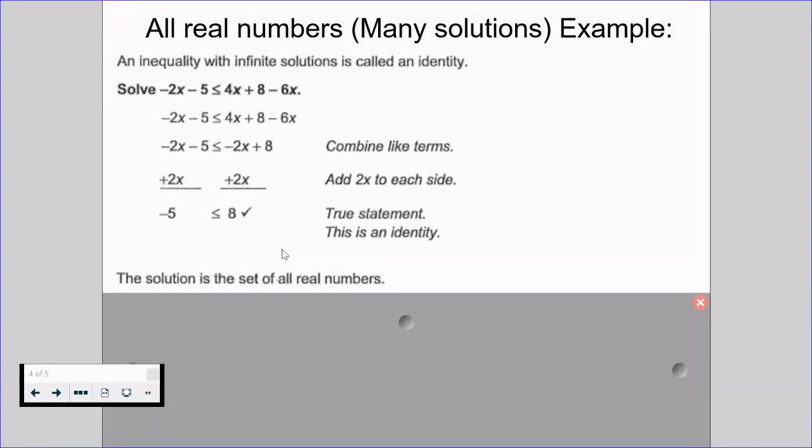But the main difference between an equation and an inequality is with an inequality, we are comparing those two numbers. We're saying, hey, is negative 5 less than 8 or less than or equal to 8? Yeah, it is. So that's how it's going to be a true statement. If we end up with a number being less than or equal to or greater than or equal to or less than or greater than a number and it's true, we're going to end up with an all real numbers answer.